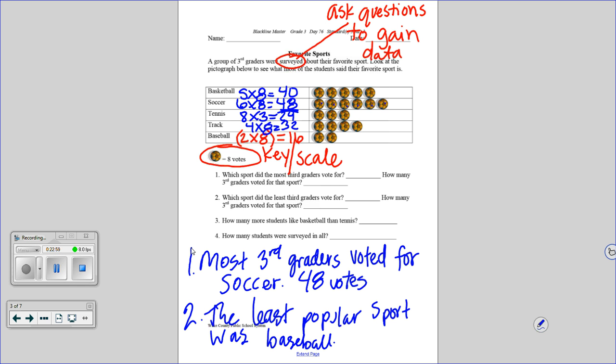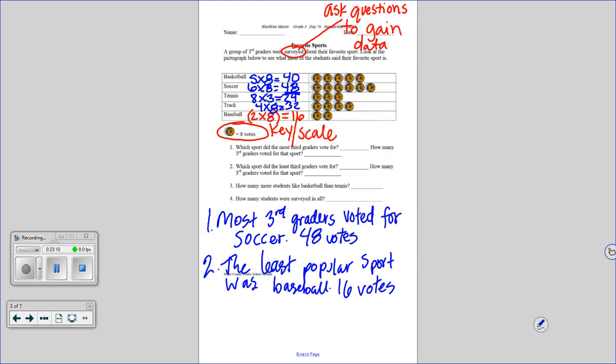Naviana? 16. 16? Are you sure it's not 2? Why is it not 2, Naviana? Because the key is every soccer ball is worth 8 votes. So yes, baseball has 2 soccer balls there. However, that really means 2 times 8, aka 16.